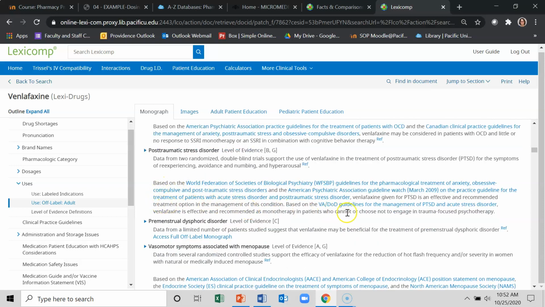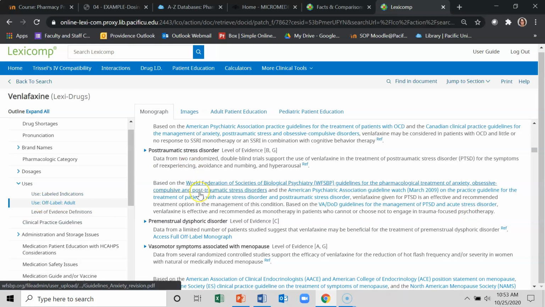Also, in this section here, it talks about the place of venlafaxine in guidelines, and it does sound like it is supported in the guidelines, which matches with this category G here. And as I read through these details, they're saying it's effective and recommended, and the VA, who you can imagine probably treats patients with PTSD from wartime events, says effective and recommended as monotherapy in patients who cannot or choose not to engage in trauma-focused psychotherapy. And that sounds very similar to the situation for my patient.